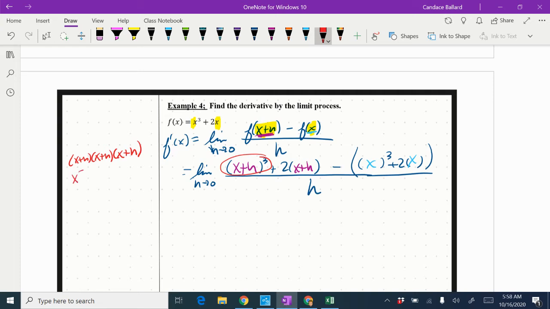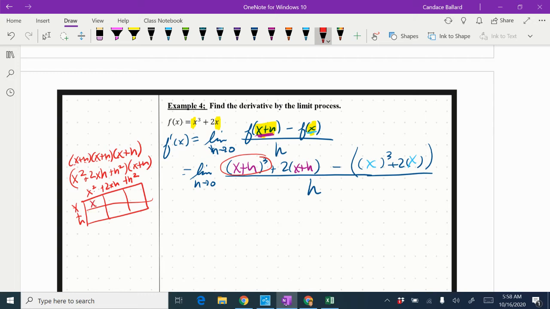So x times x is x squared. X times h is xh, but I have two of those, so plus 2xh. And then h times h is h squared. Now I need to multiply that out. I'm going to get out the box to multiply that out. I know it's been a while since we've seen the box. And this just helps keep my work organized so I don't miss any of the parts.